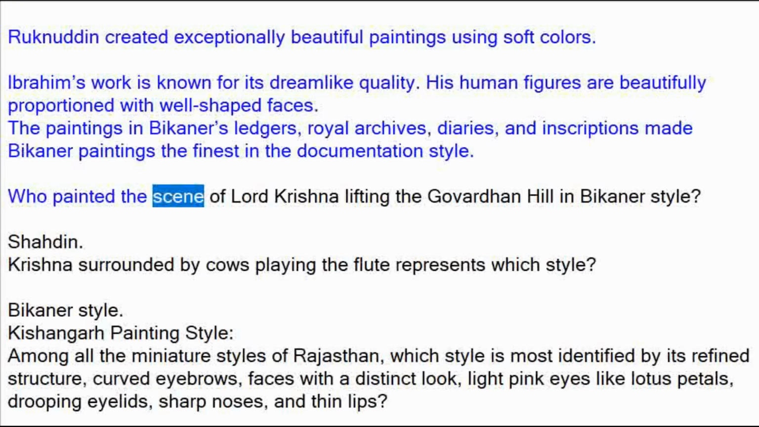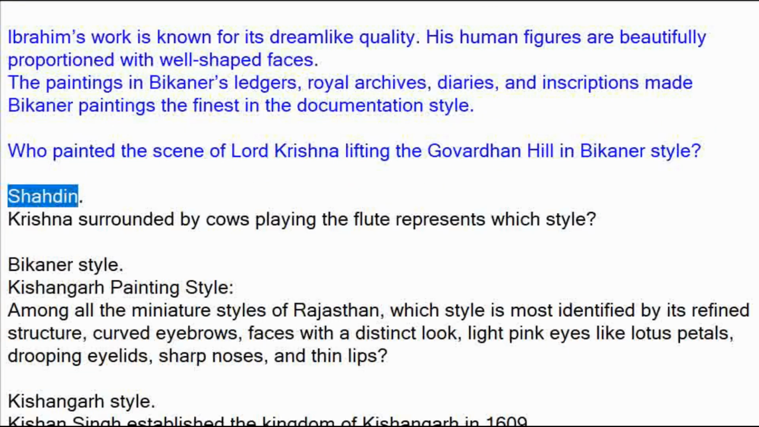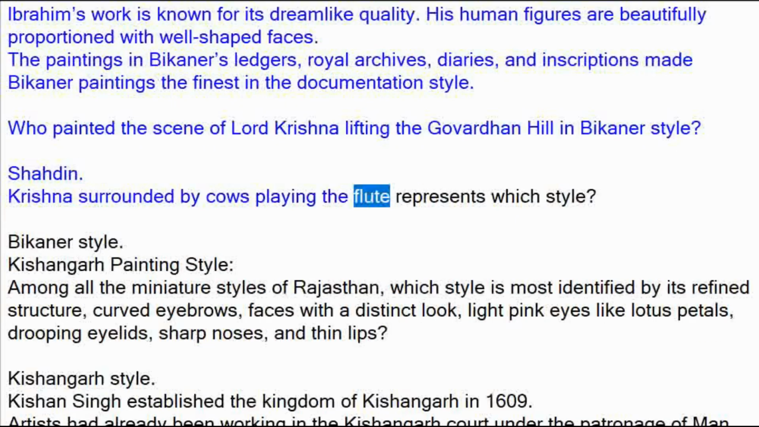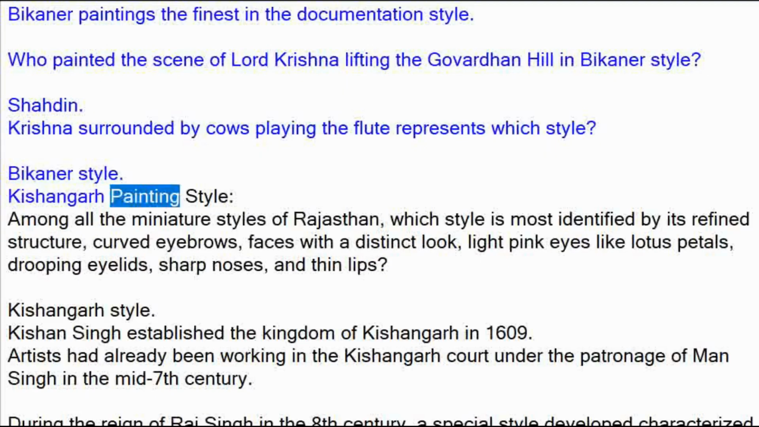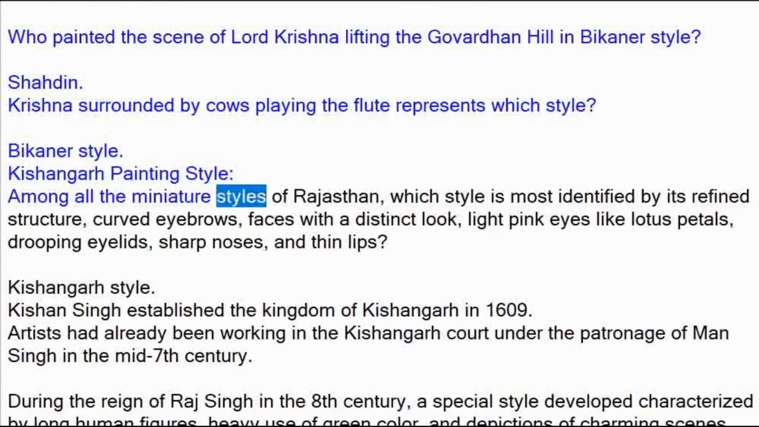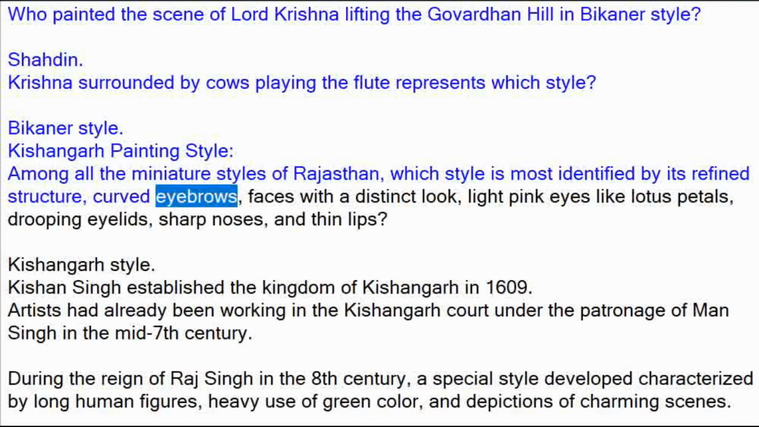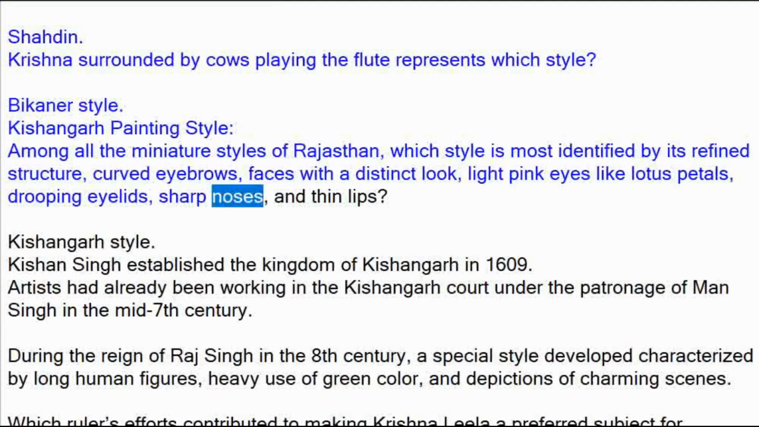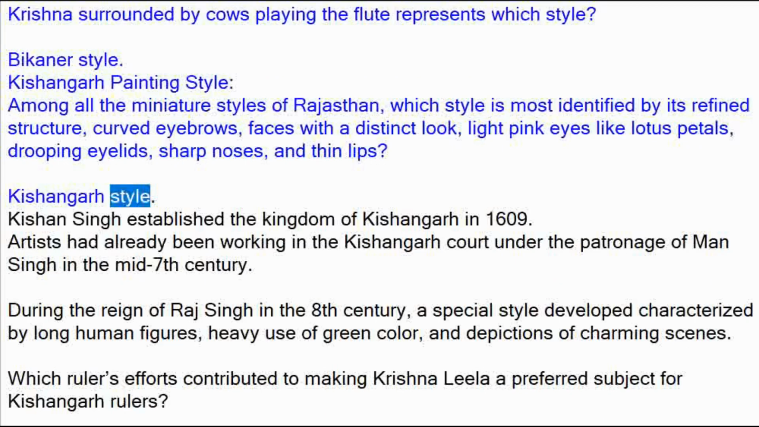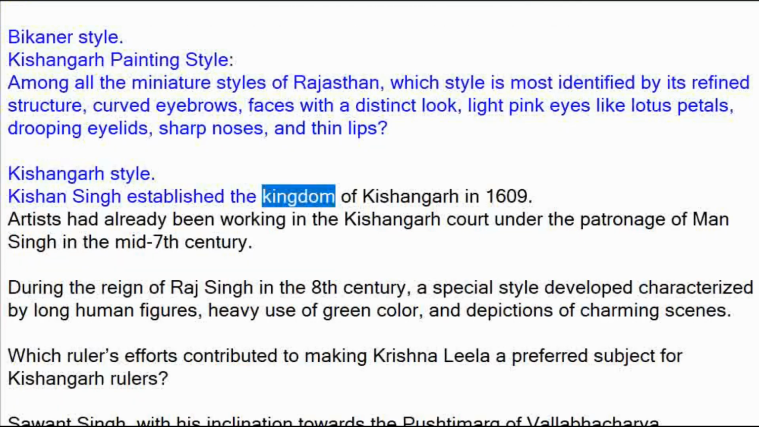Who painted the scene of Lord Krishna lifting the Govardhan hill in Bikaner style? Shahjahan. Krishna surrounded by cows playing the flute represents which style? Bikaner style. Kishangarh painting style. Among all the miniature styles of Rajasthan, which style is most identified by its refined structure, curved eyebrows, faces with a distinct look, light pink eyes like lotus petals, drooping eyelids, sharp noses, and thin lips? Kishangarh style. Kishan Singh established the kingdom of Kishangarh in 1609.